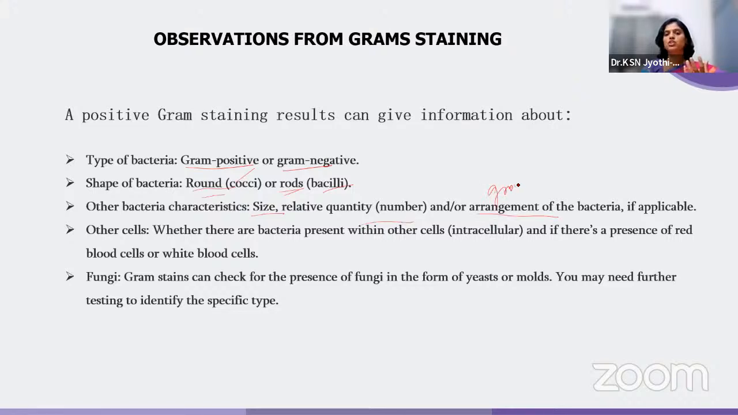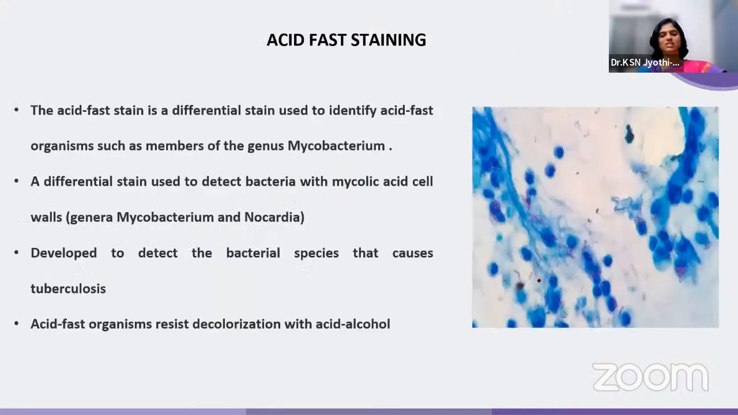Are they arranged in groups? Are they present as individual bacterial colonies? We will be able to get to know all these features for that particular bacteria. Now, if there are intracellular bacteria, present inside some other cells, or if there are red blood cells or white blood cells, I will get to know all these things from the gram staining results. Gram stain can sometimes also identify fungi, in the form of yeasts or molds. But of course, if you identify a fungus or a yeast, you will have to do further testing to check this.